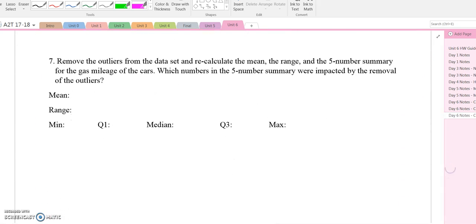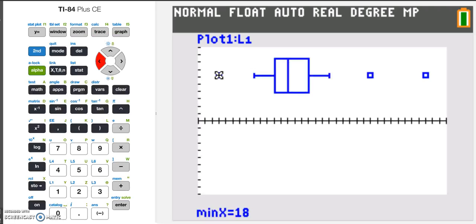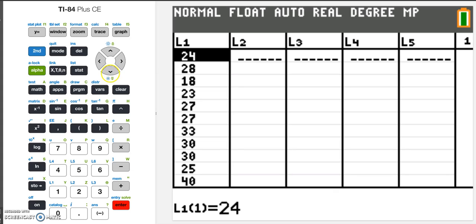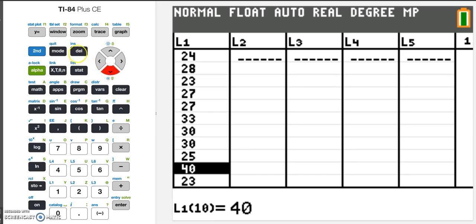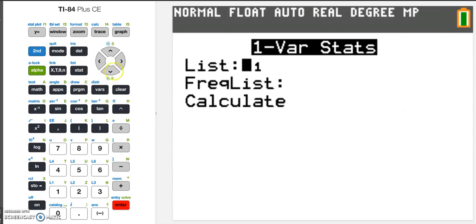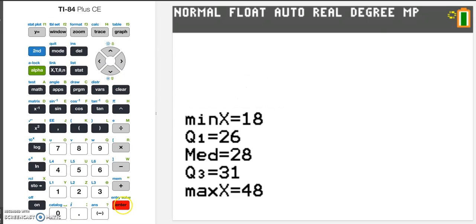Okay, now number 7, it says remove the outliers from the data set and recalculate the mean, the range, and the 5-number summary. So I'm going to help you out with this. I'm just going to show you how I would do it on my calculator. I go back into edit. I'm going to find those numbers, and I'm just going to delete them out. So 18 I deleted. There's 40 I'm going to delete, and then 48. There it is.